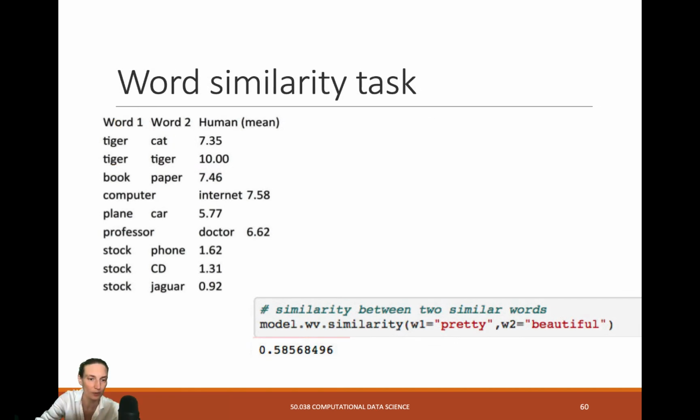Let's have a look at a word similarity task. One cool thing that Word2Vec or GloVe or any of these models offers is the ability to calculate similarity. Now, similarity can be expressed in a number of ways. It could be the Euclidean distance between two words. In that case, small distance is a high similarity, or it could be the cosine similarity between two words.